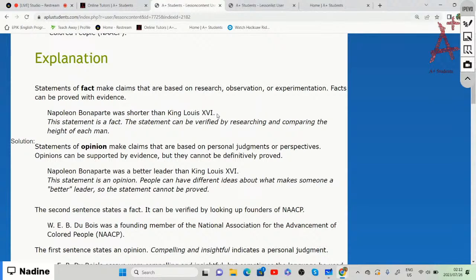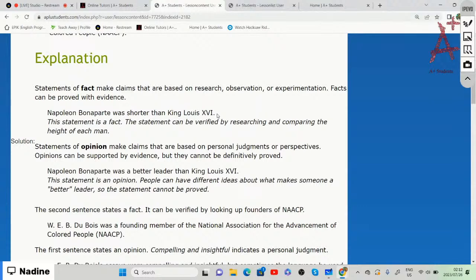So now we have statements of opinions. So we have facts and we have opinions. Statements of opinion make claims that are based on personal judgment or perspectives. Opinions can be supported by evidence, but they cannot be definitely proved, right? Why can't it be definitely proved? That is because that is my claim. It is your claim. It is your opinion, right? That is your personal judgment or your perspective on something.